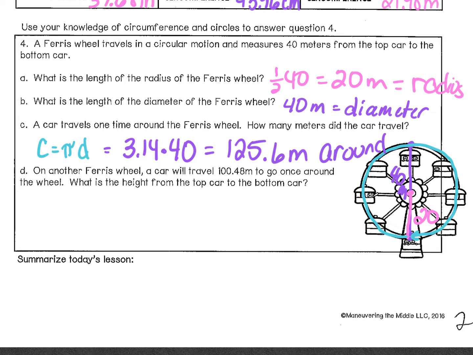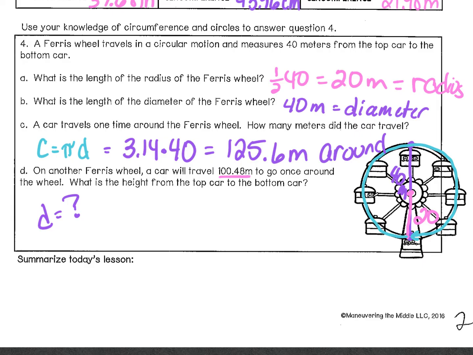On another Ferris wheel, so we're not talking about this picture, a car will travel 100.48 meters to go once around the wheel. What is the height from the top of the car to the bottom? Remember, height from top to bottom is your diameter there. So here we're looking for diameter. Okay. Well, we're looking for diameter. We've talked about this a little bit. We did a little bit differently.